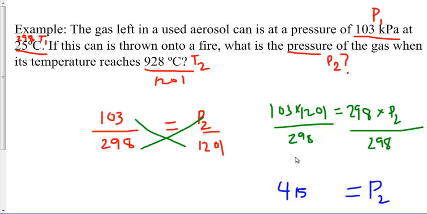Again, the pressure unit doesn't always have to be the same for every problem, but within a problem we need to have the same unit. In this case, it was kilopascals, so that's 415 kilopascals. For significant figures, I had 3 sig figs, 3 sig figs, and 4 sig figs. 3 was the lower number, so in my answer I'll stick with 3 sig figs. That's the multiplication and division rule.